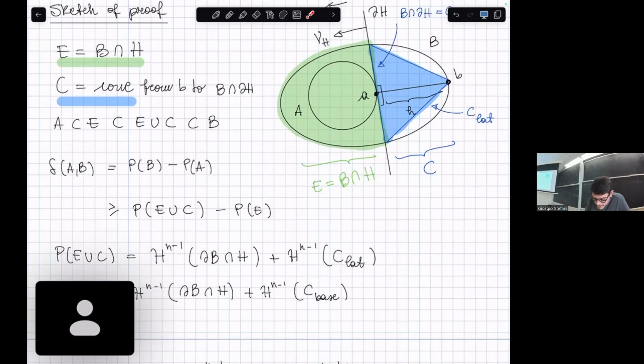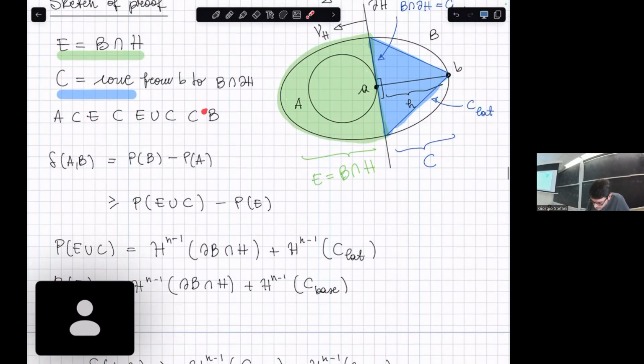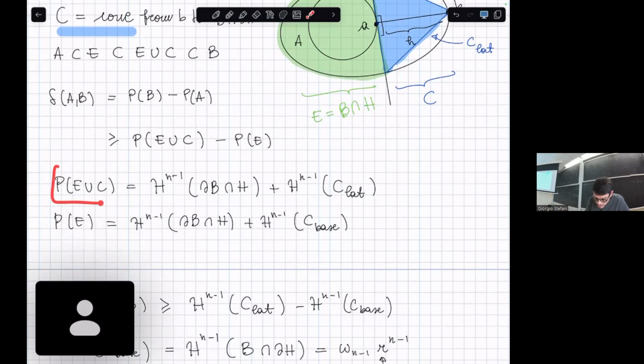And from the picture, you can see that A is inside this part of B, which I call E, and E is, of course, inside this new convex body, the union of E with this cone, and this union is inside B. So by monotonicity, the perimeter of B is larger than the perimeter of this union, and the perimeter of A is smaller than the perimeter of E. So here I apply monotonicity 2 times.